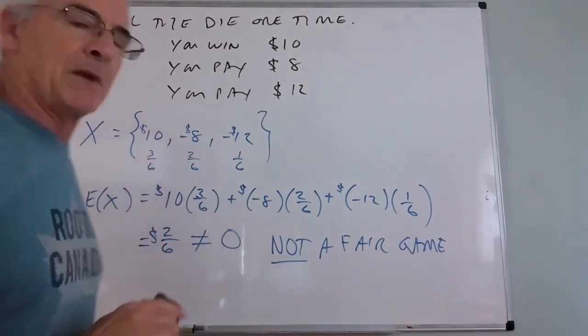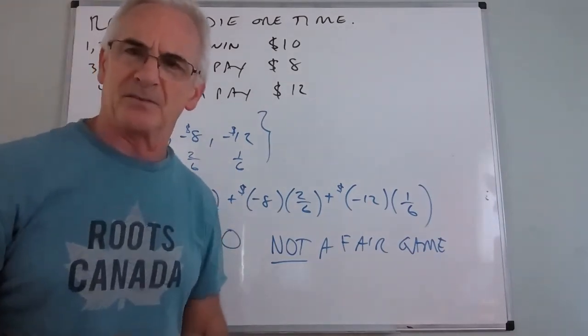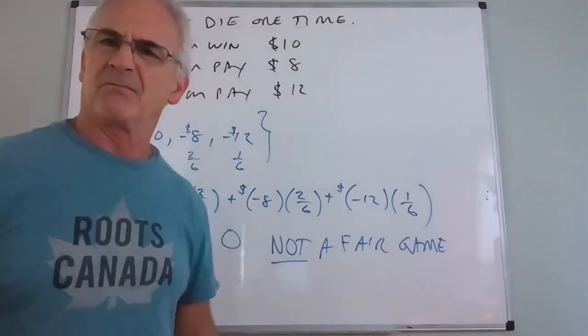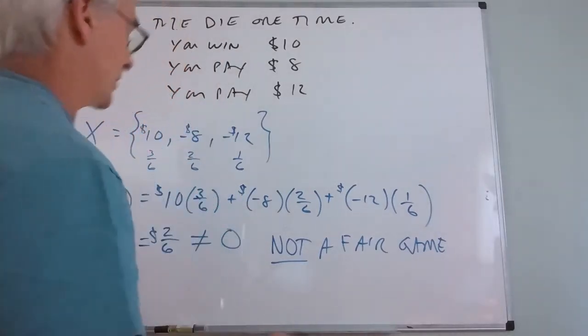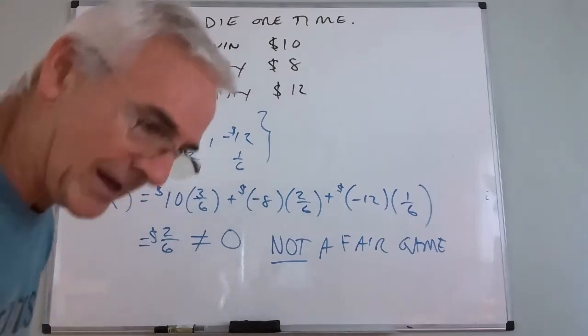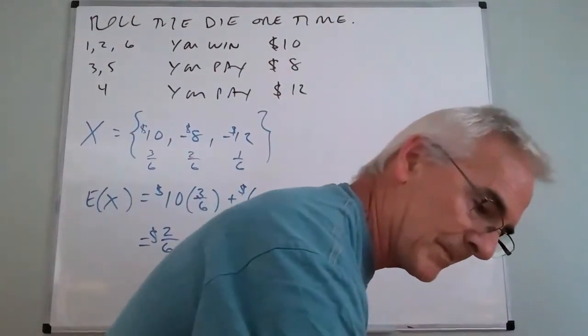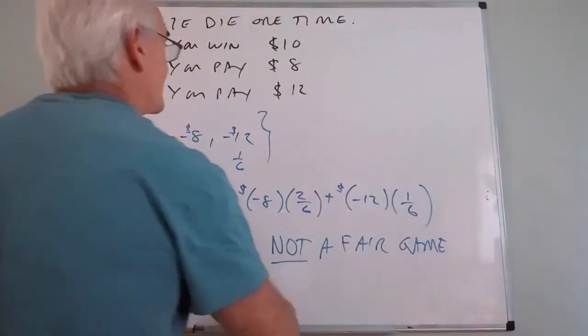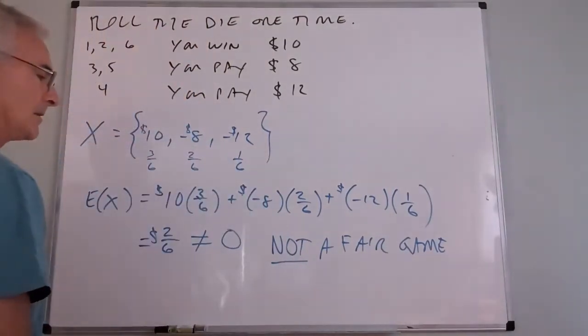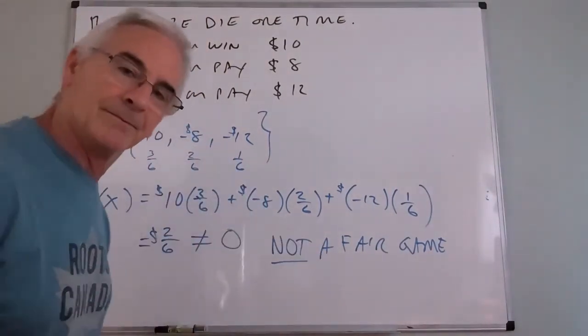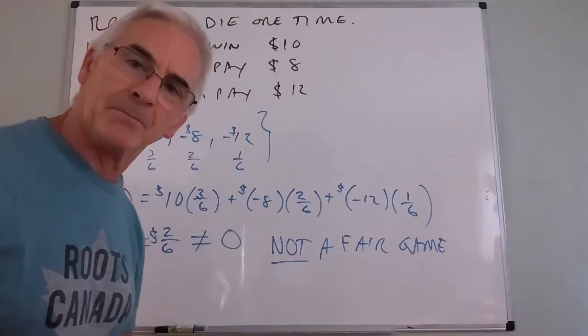I want to keep playing with my friend, but my friend doesn't want to play because I win most of the time. Well, that's not a very fun game. So here's what we're going to do. We're going to adjust our game. I need to change something about my game so that my friend will continue to play with me. In other words, I want to make this a fair game.